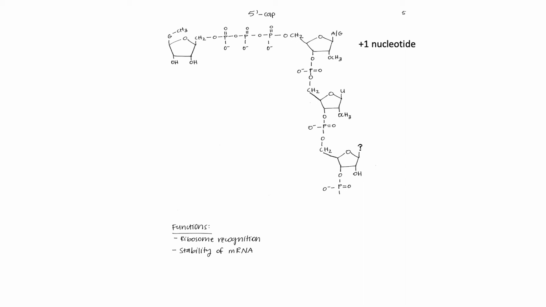So this is a little bit of an unusual linkage. It's a 5' to 5' triphosphate linkage. That is the cap. It's methylated guanine attached by a triphospho linkage to the 5' end of the first nucleotide. What's the point of this? Well, as far as we can tell, it's essential for ribosome recognition.